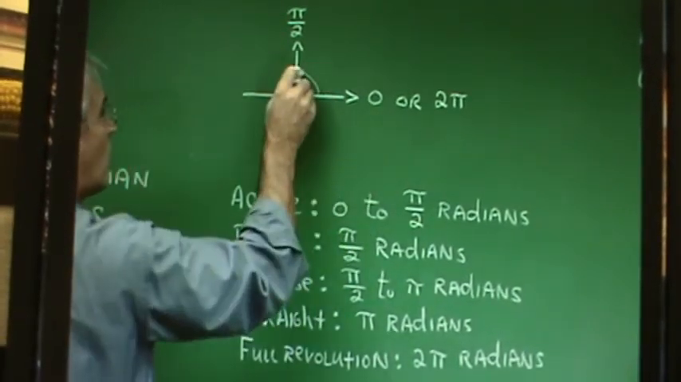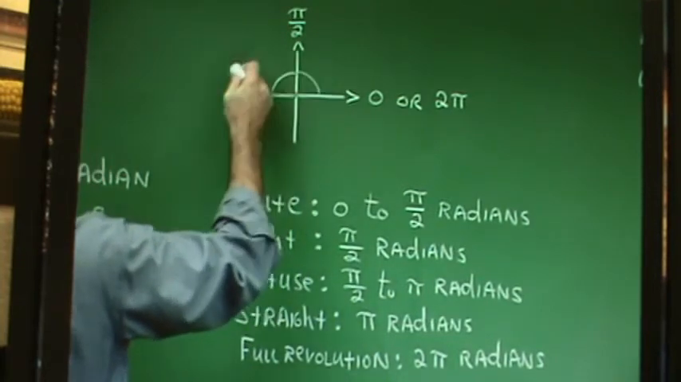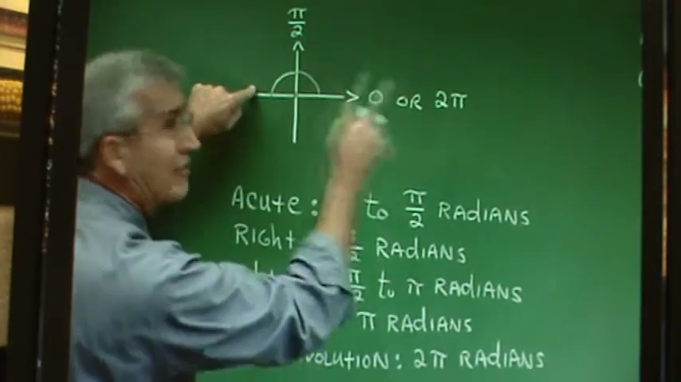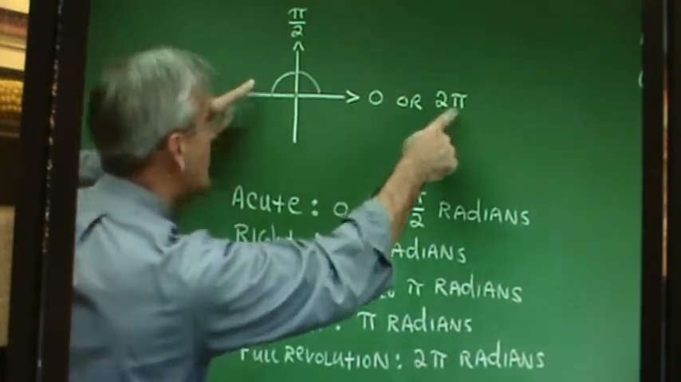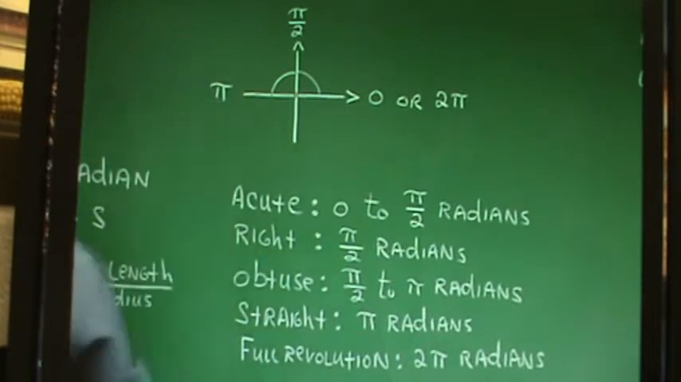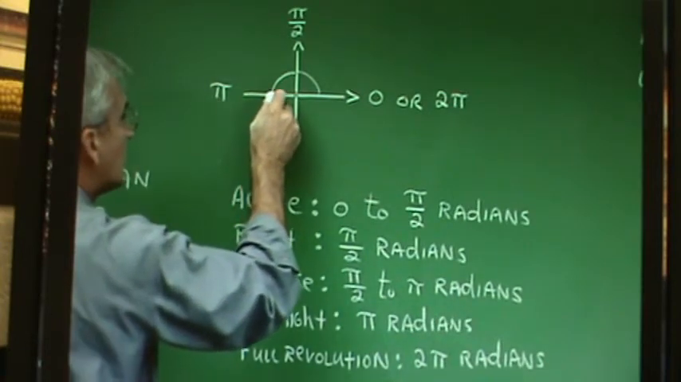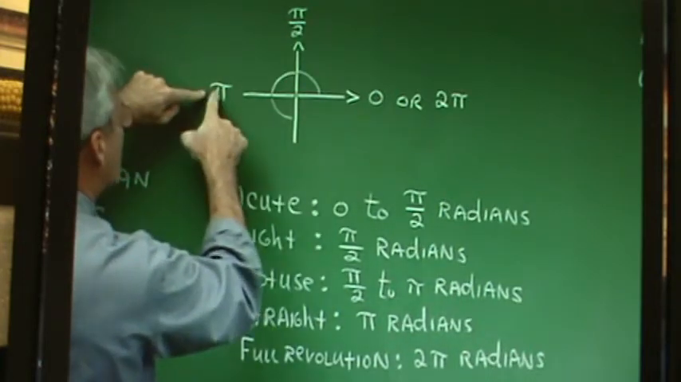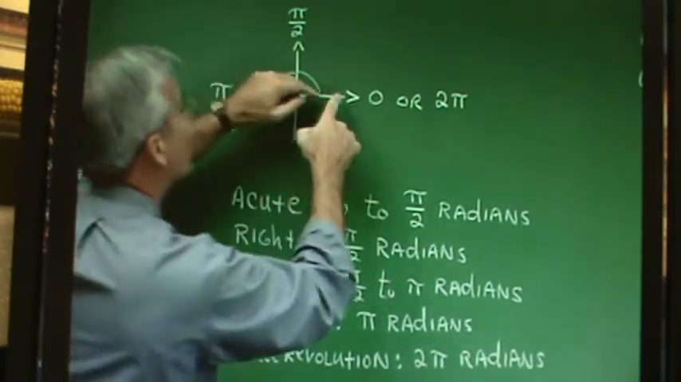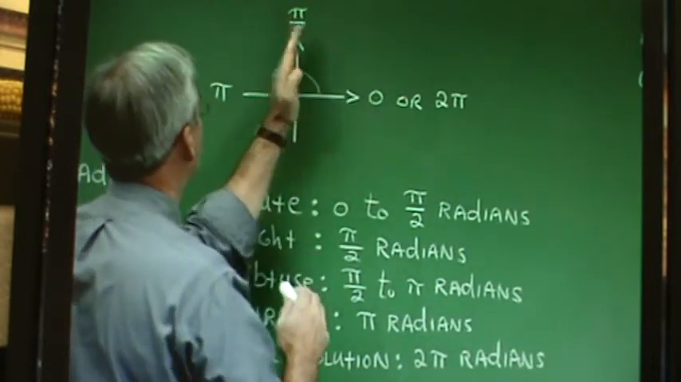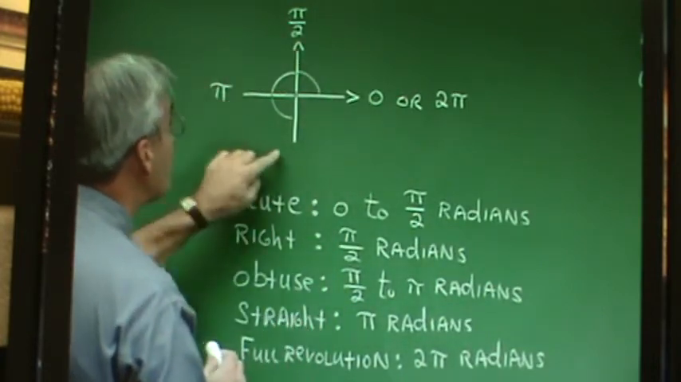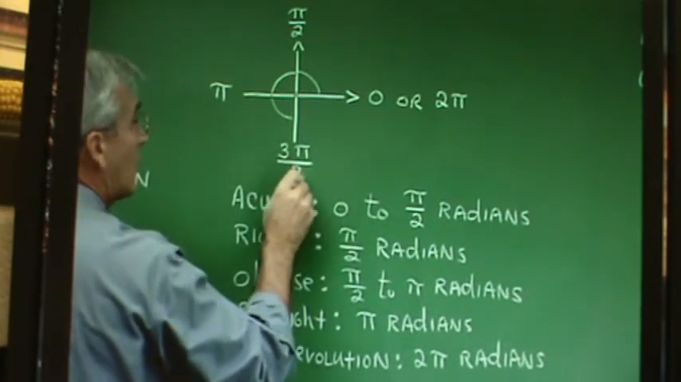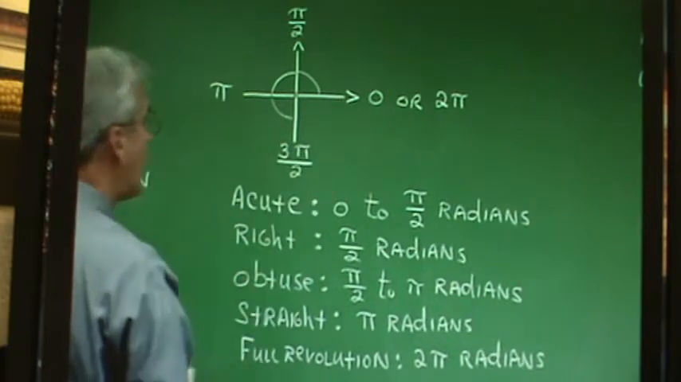Then continuing over to this next point, that would be another pi over 2 opening. Or we could say all the way over to here would be half of 2 pi, 2 pi over 2, or pi radians for this opening. And then to this point, it would be this pi plus another pi over 2. Here's a good way to think about it. Pi over 2, 2 pi over 2, 3 pi over 2. And then all the way around is 4 pi over 2, or simply 2 pi.